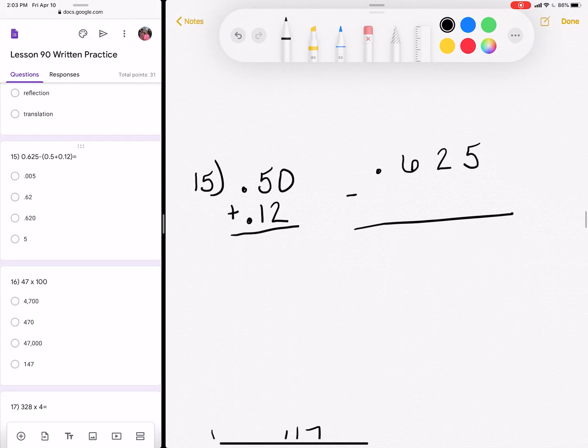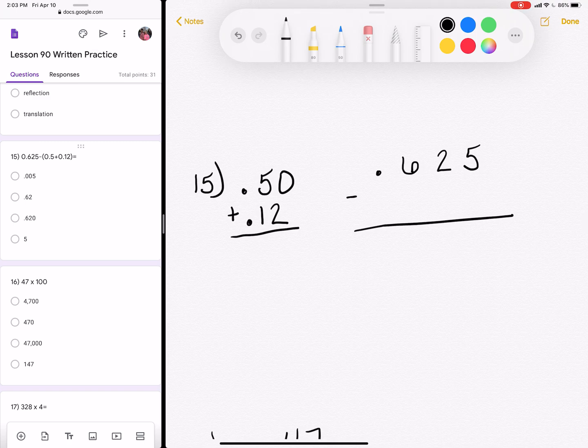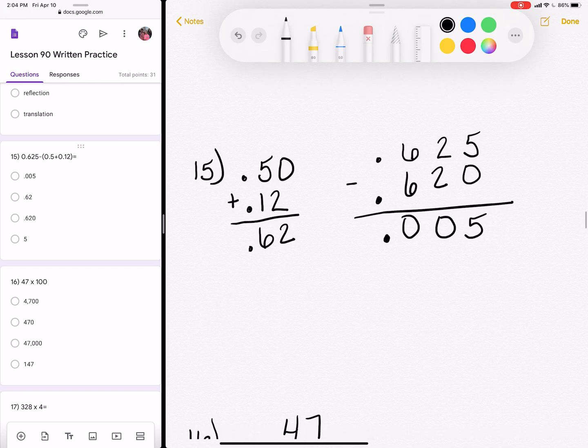15. We're adding 5 tenths and 12 hundredths first and then subtracting. 0 plus 2 is 2. 5 plus 1 is 6. Bring down your decimal. Now we're subtracting 62 hundredths from 625 thousandths. 5 minus nothing is 5. 2 minus 2 is 0. 6 minus 6 is 0. You have to leave the decimal. This answer is not 5. It is 5 thousandths.